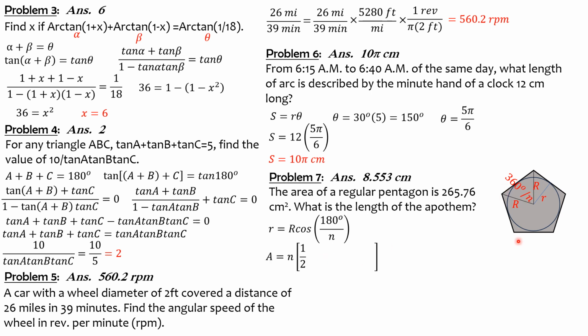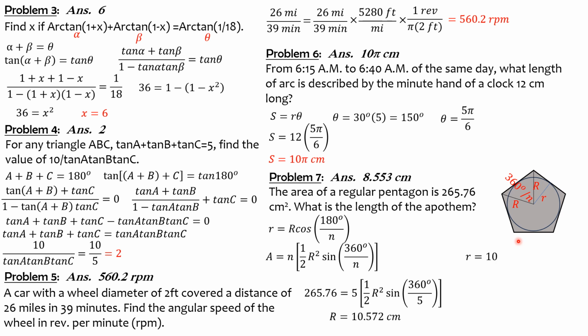From the area, which is equal to n times 1/2 of R square sine of 360 degrees over n, where n is 5 in this case, 265.76 equals 5 times 1/2 big R square sine of 360 degrees over 5, and that is 72 degrees. Solving for R, big R is 10.572 cm. Finally, substitute here. Small r is 10.572 cosine of 180 degrees over 5. So using your calculator, small r, or the apothem, is 8.553 cm.